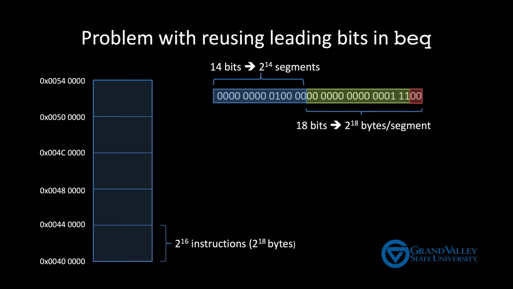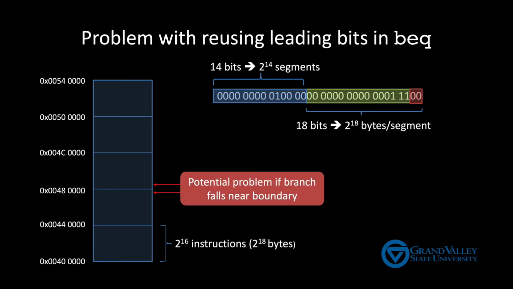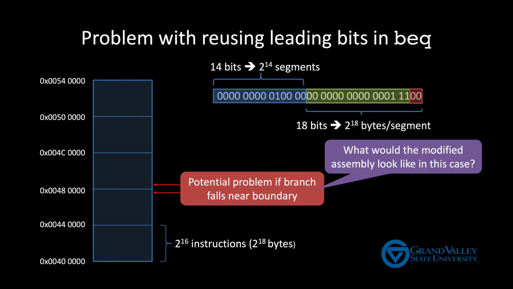But what happens if a branch instruction happens to fall near one of these boundaries, where the branch instruction is in one segment but the target is in the next? The assembler would have to watch for this situation and write the code differently to handle it. So what would that code look like? Because it makes for a good test question, I'm not going to give the answer here. But know that it can be done.